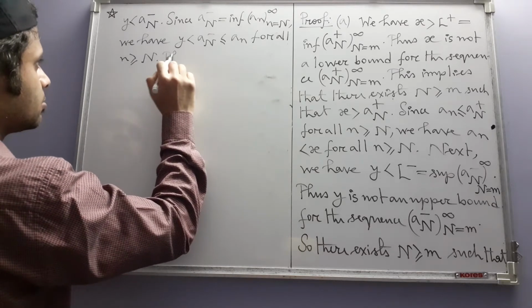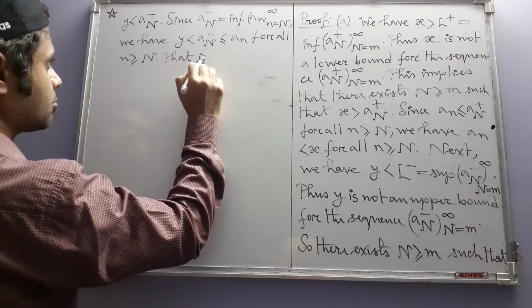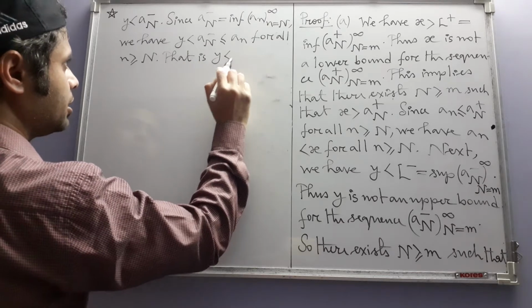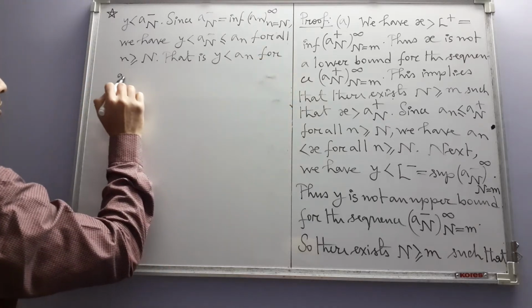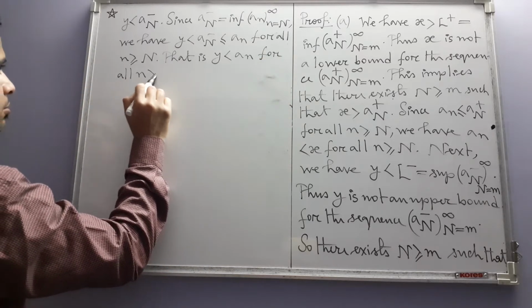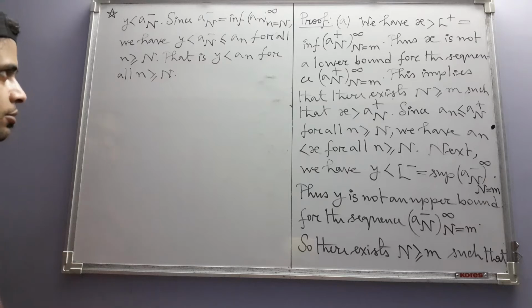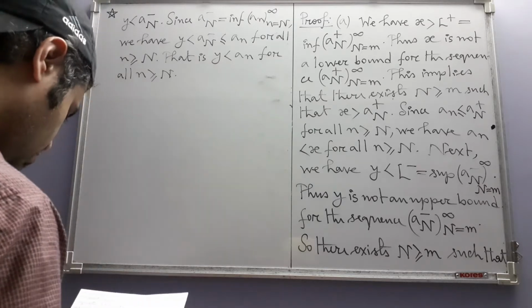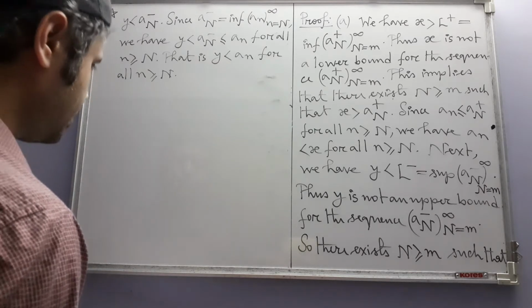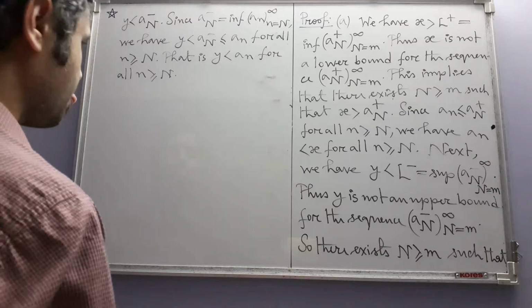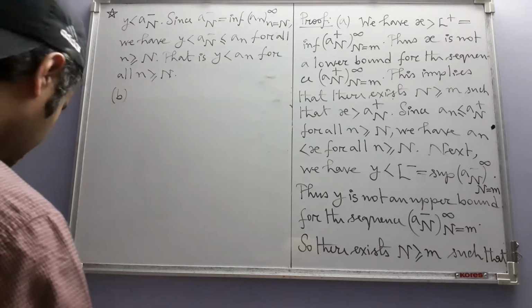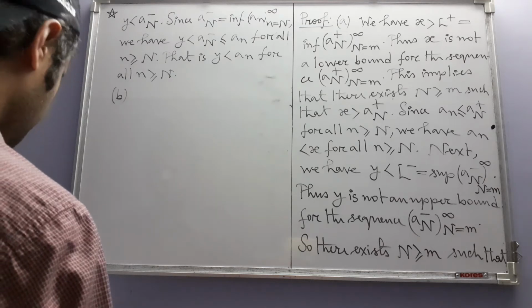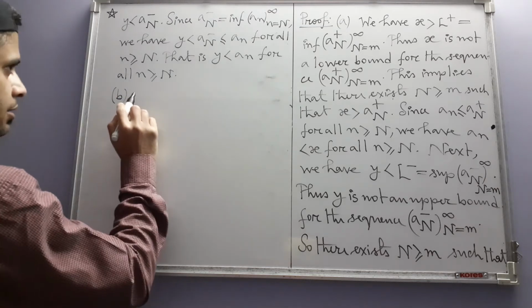That is, y is less than a_n for all n greater than or equal to N. y is less than, yes, a_n is greater than y, same thing. Then we move to part B. Okay, this time what we are given is this.